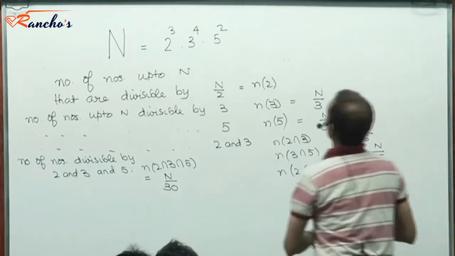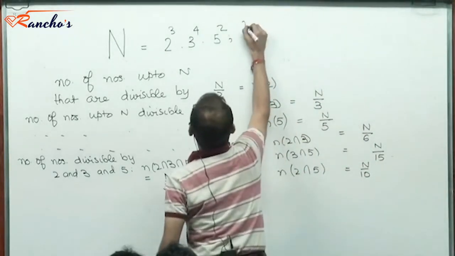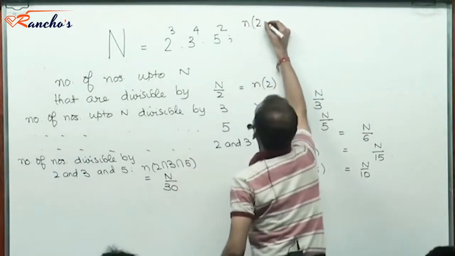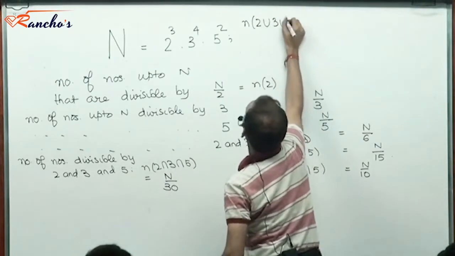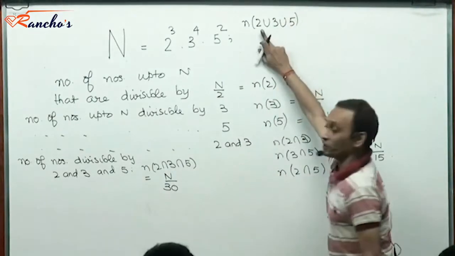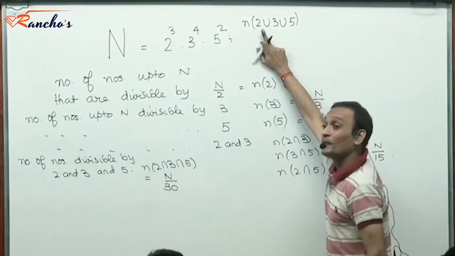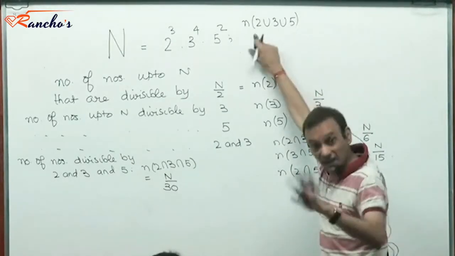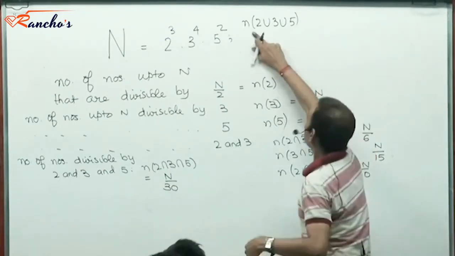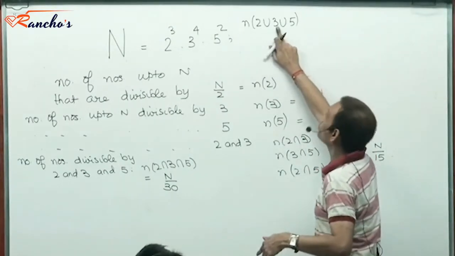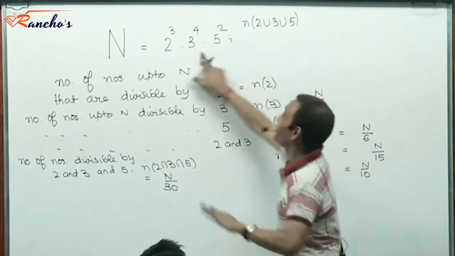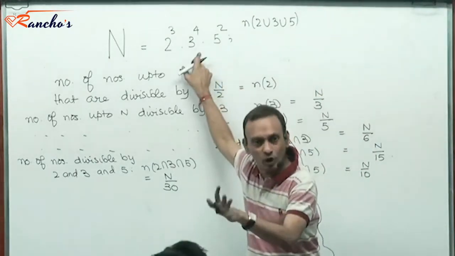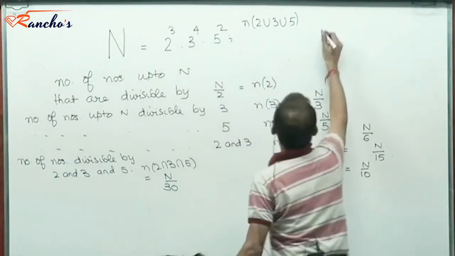So now, the number of numbers up to n divisible by 2 or 3 or 5. That means at least one of them. If they are divisible by 2 or 3 or 5, at least one of them, they will not be co-prime with n. Yes or no?